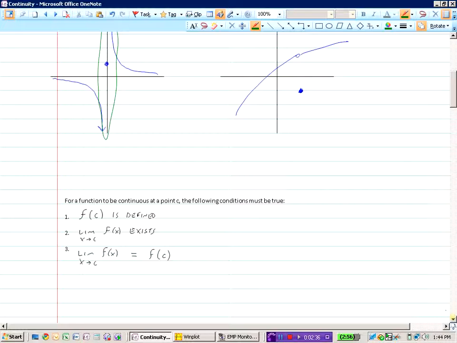Number 1, f of c needs to be defined. That means we need to have a y value at that point. Number 2, the limit at that point needs to exist. That means we have to be able to approach from the left and approach from the right, and the approaching values are the same. And the third condition, which really summarizes the whole thing: the limit, when you approach c from the left and the right, must equal the actual function value, f of c.